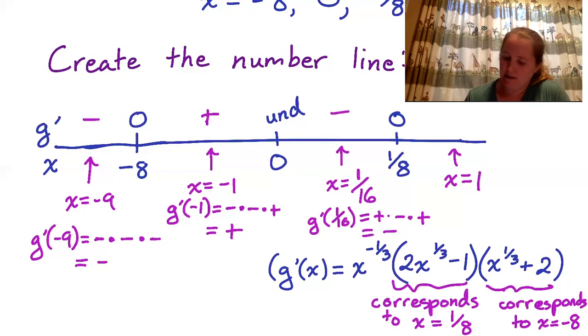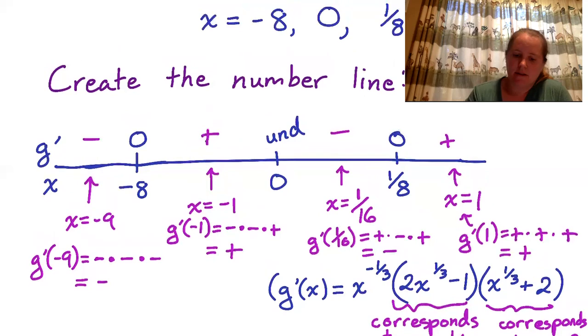And then for x equaling 1, g prime of 1, taking that cube root, we have a positive. The next term has now switched to positive, and the last term will still be positive. So we wind up with a positive again.